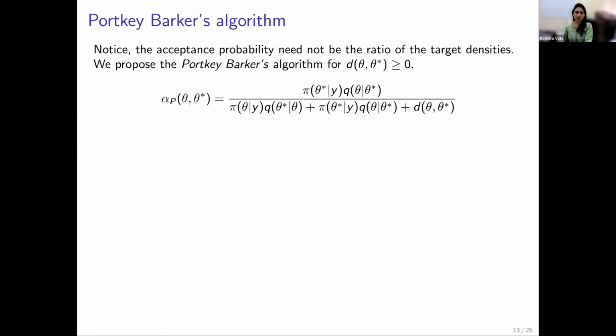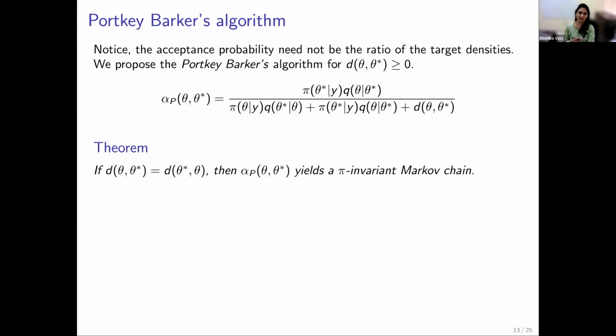So what we do is we propose a Portkey Barker's algorithm, where for some symmetric function d, alpha Portkey is pi q divided by the same Barker's looking acceptance plus d in the denominator. Now d, we want to be as small as possible because we don't really want to add too much to the denominator and reduce the acceptance. But d is something that's greater than or equal to 0. And if d is symmetric, as in d(theta, theta star) is equal to d(theta star, theta), then alpha Portkey yields a pi invariant Markov chain, which means that as long as d is symmetric, this is a valid acceptance function.